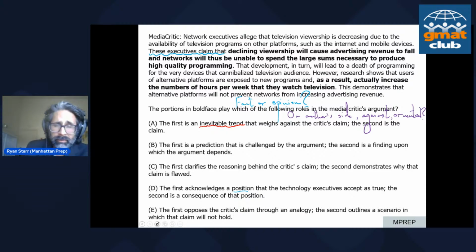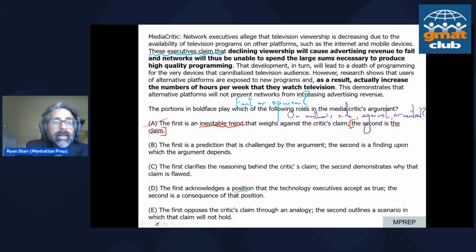In fact, the critic cites evidence, research that says it's going the other way. So that part of A is already bad, but it may be easier to just look at the second part and say, absolutely not. Remember, a claim is an opinion, a conclusion, that sort of thing, right? The critic's claim is, as we discussed, in the very last sentence, which means the second boldface portion is not that claim. If anything, it's supporting that claim, but it's not fair to call it the claim itself. That would be the last sentence.